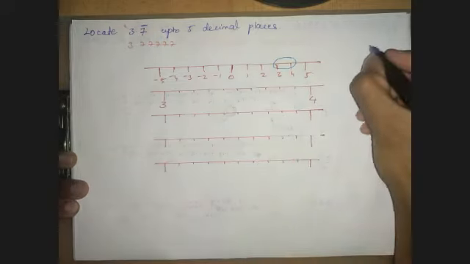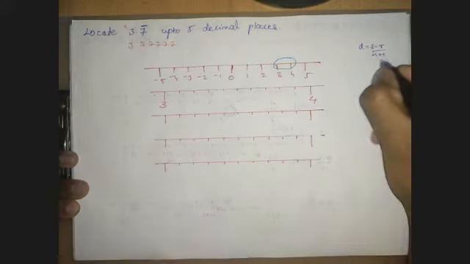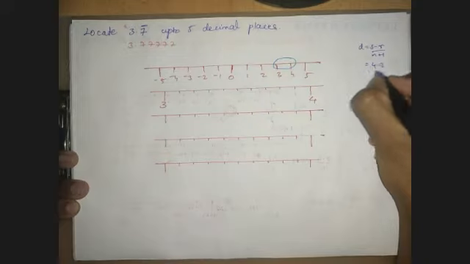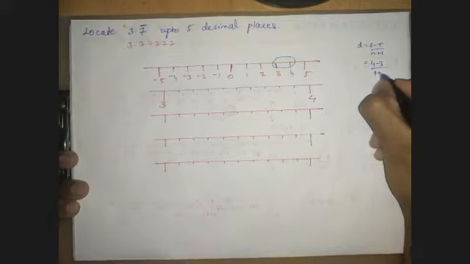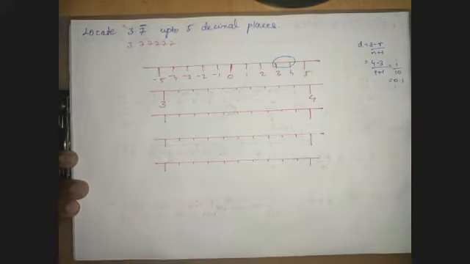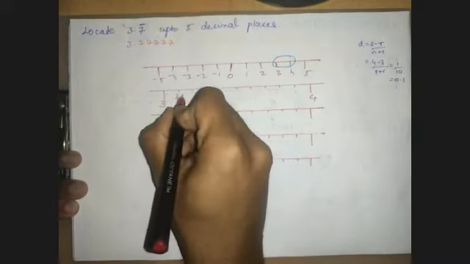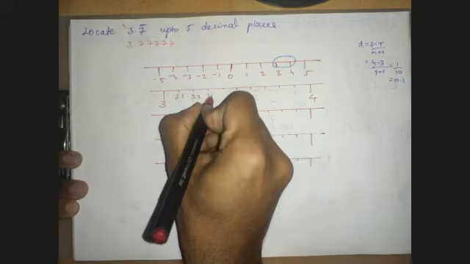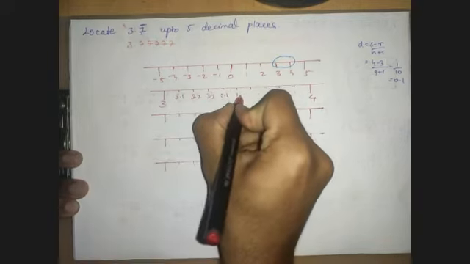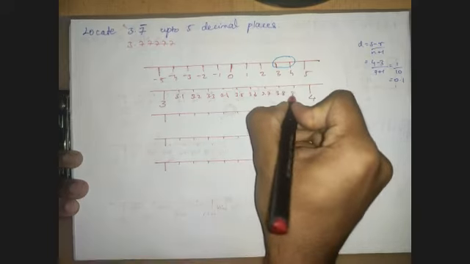So how do we add it? D is equal to (S minus R) by (N plus 1). So here it is (4 minus 3) by (9 plus 1), that is 10, that is 1 by 10, which is equal to 0.1. So how do I do this? I add 0.1 to this number: 3.1, 3.2, 3.3, 3.4, 3.5, 3.6, 3.7, 3.8, 3.9.